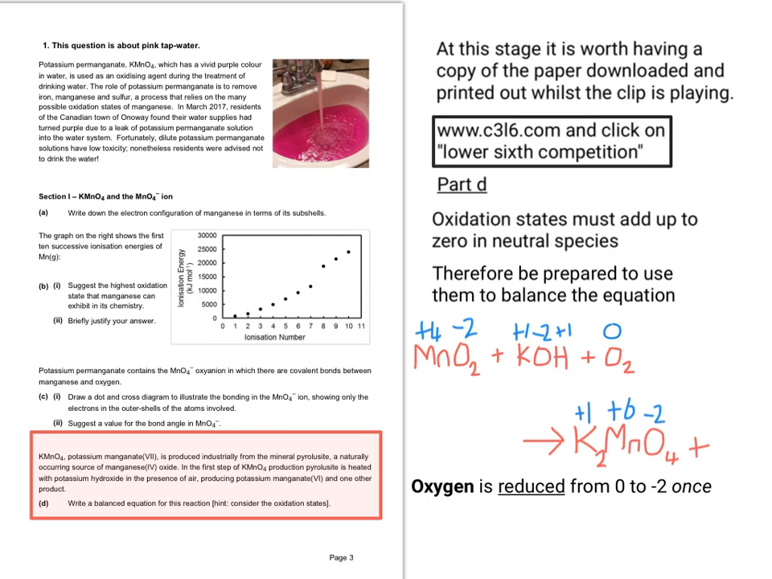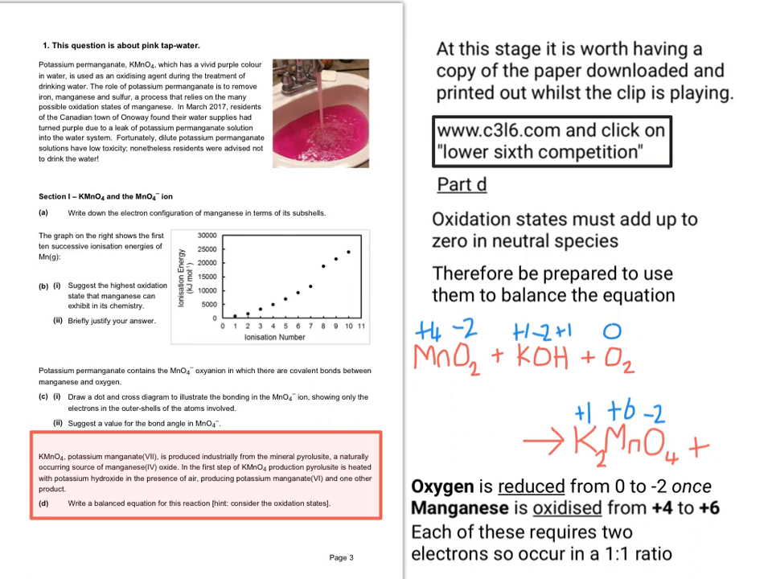So looking at the oxidation number changes, oxygen is reduced from oxidation state 0 in oxygen gas to -2 in MnO4 2- once. And manganese is oxidized from +4 to +6. Now each of these processes requires 2 electrons to occur, so they can occur in a 1-to-1 ratio.